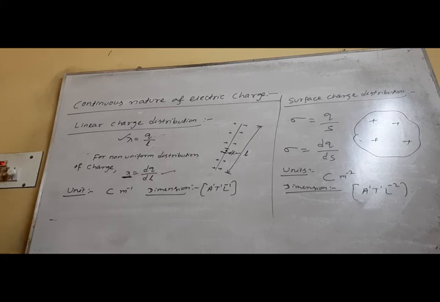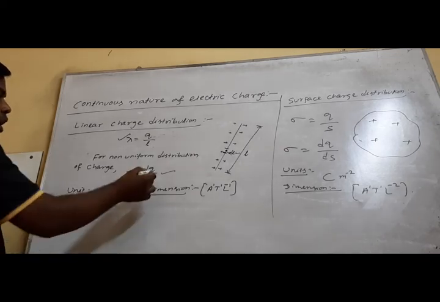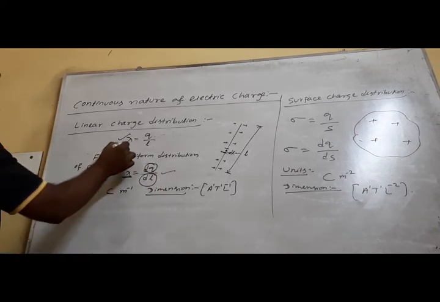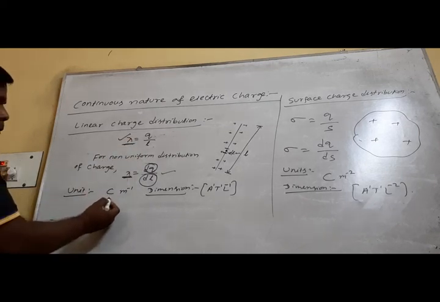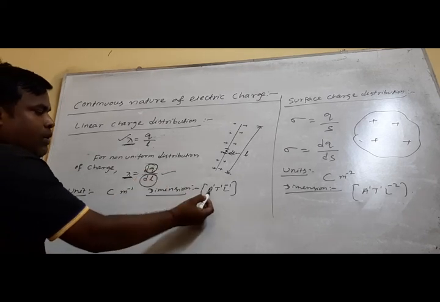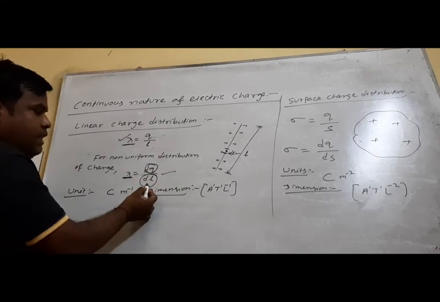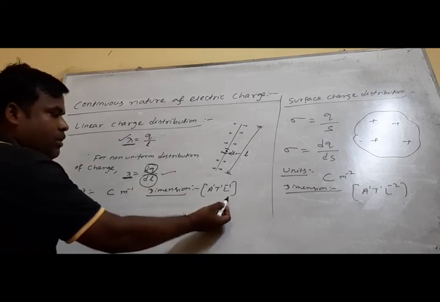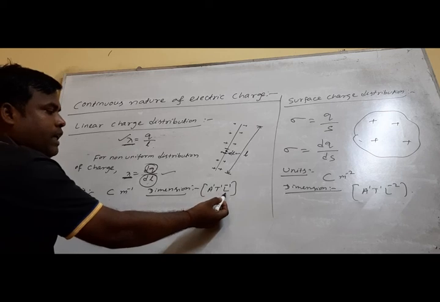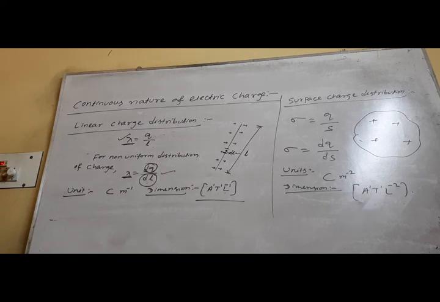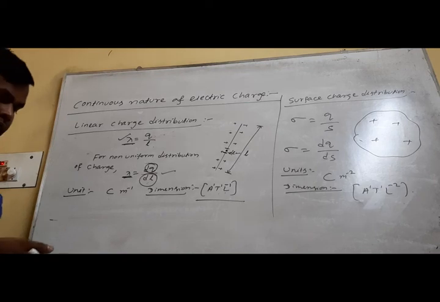Now come to unit. You know, the SI unit of electric charge is coulomb and length is meter. So the unit of linear charge density will be coulomb meter inverse. Similarly, the dimension for charge is A1 T1 and for length, that is L. L is in the denominator, so when it goes to the numerator, it will be L minus 1. So the dimension will be A1 T1 L minus 1. It is about your linear charge distribution.